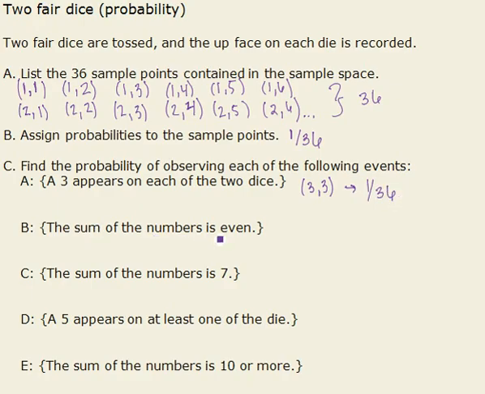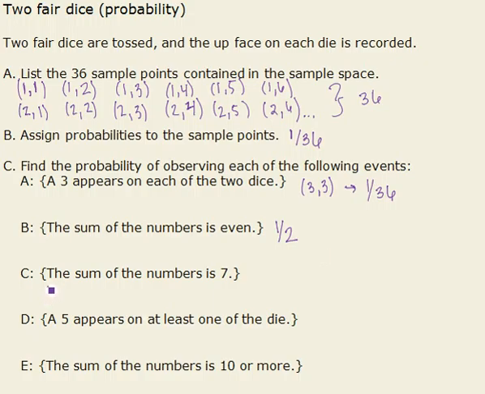The sum of the numbers is even. Well, let's take a look at this one. When we have our sample space of just 1,1, 1 plus 1 is even, 1 plus 2 is odd, 1 plus 3 is even, 1 plus 4 is odd, 1 plus 5 is even, 1 plus 6 is odd. So every other one is even or odd. And if you continue and check it, you will see that exactly half of them added together are even and half are odd.